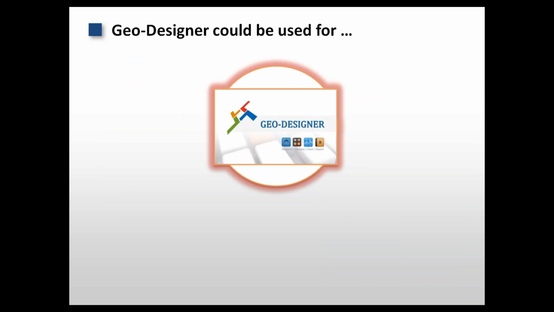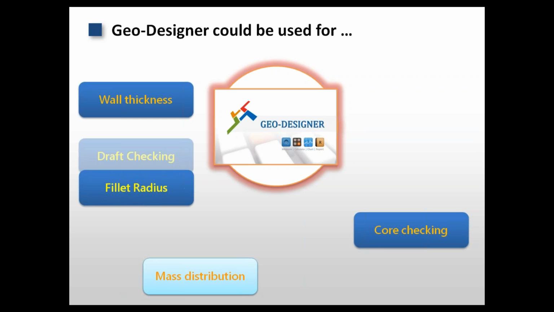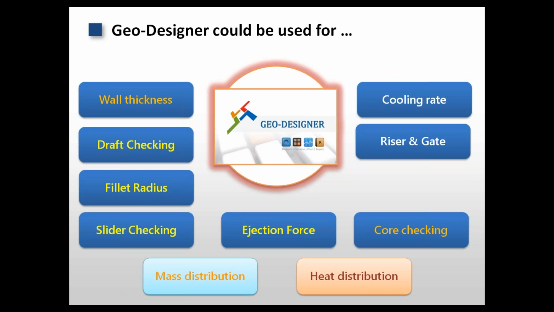This is the Geo-Designer. What we can do is check the wall thickness. We can check the core: where is the core located in the casting part? We can check the draft angle and the fillet radius. We can check all this kind of information, such as slider checking, ejection force distribution, and the riser and gates.